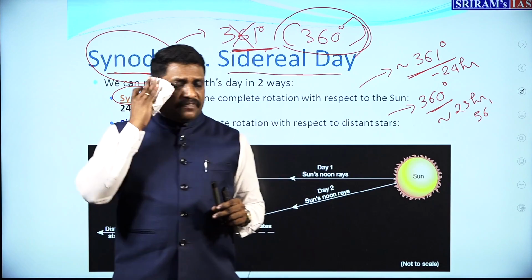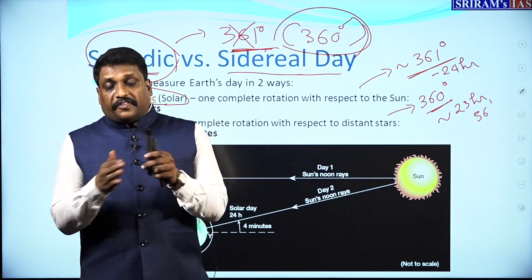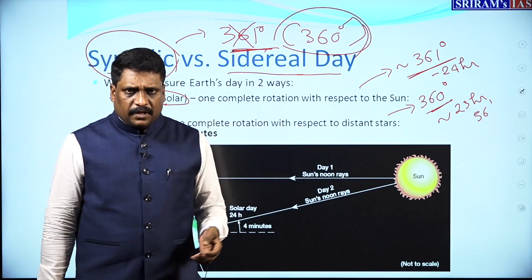This is what the value addition I said. All the basic facts we have seen are there in class 6th NCERT. But the difference between sidereal day and synodic day is the value addition we have.